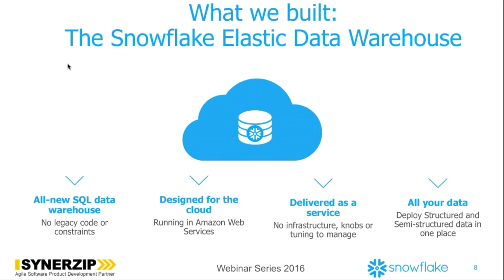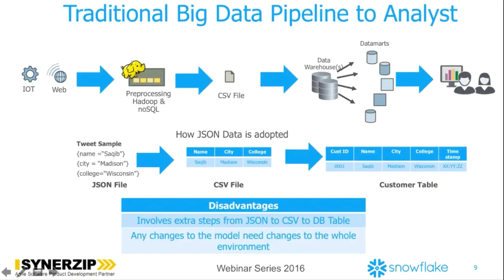Now, how is that typically different from a traditional data pipeline? Well, it's different because if you look at a traditional data pipeline, let's say you get machine data or weblog data from Internet of Things or from the web itself. Typically, you'll do some pre-processing in Hadoop or NoSQL systems like MongoDB or Cassandra. You'll convert it into a CSV file, then you'll load it into a data warehouse or a data mart, and then serve it out to your analysts.